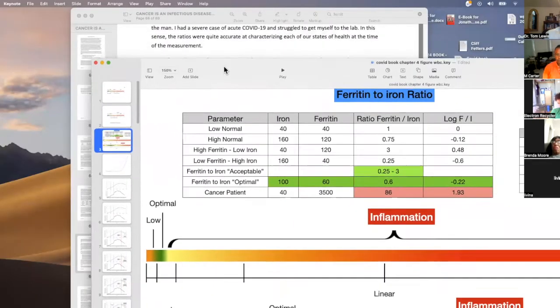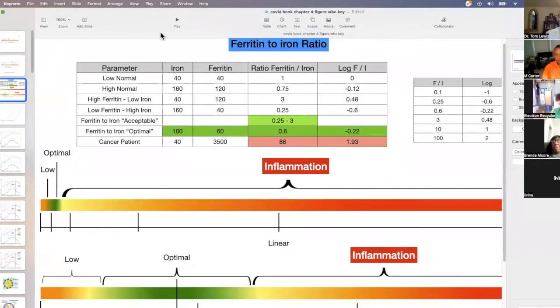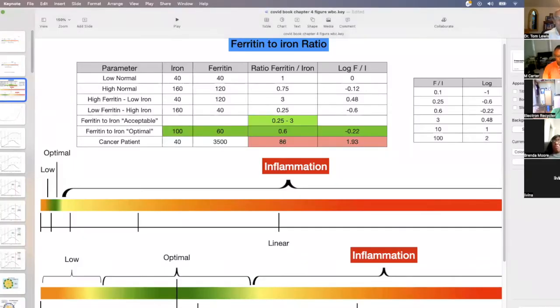Well, if you want to look better on your ferritin to iron ratio, convert it to the log scale. Of course, that doesn't do anything, but let's see where we are. Oops, pardon me, I just closed my session. So let's go look at the chat, and then maybe everybody gets relief tonight and gets to go home early.